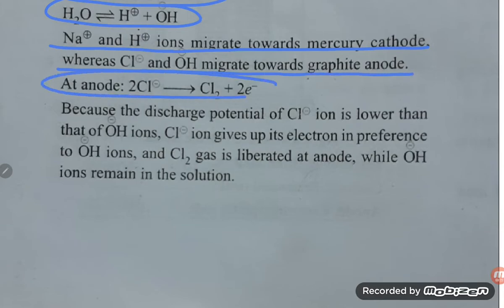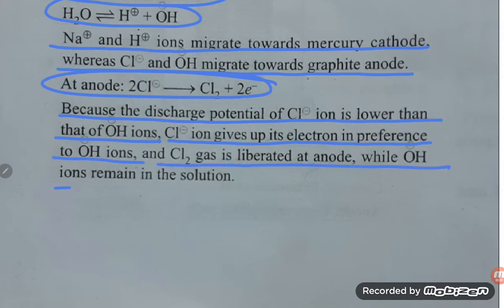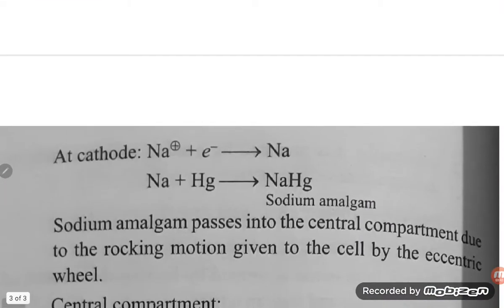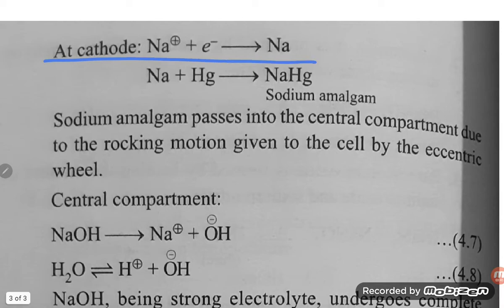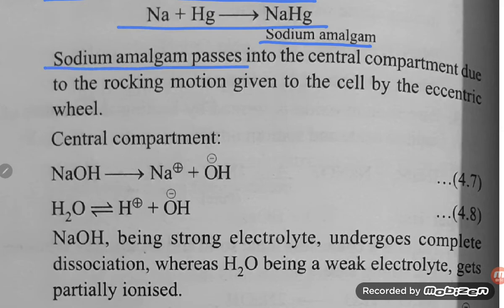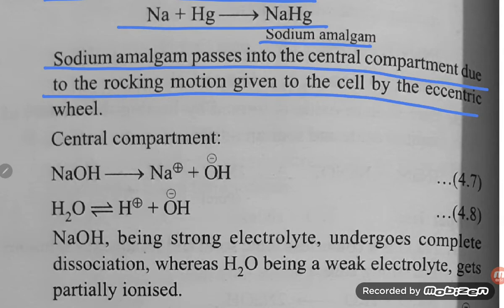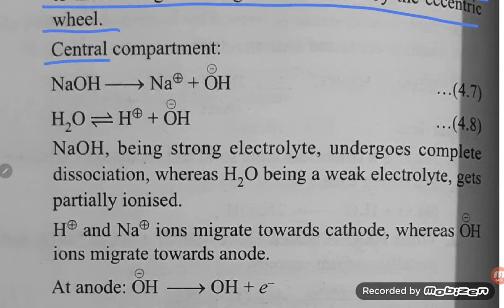So at the anode, what is happening? Oxidation of chloride ion, because the discharge potential of Cl- ion is lower than that of the OH- ion. Therefore Cl- gives up its electron in preference to OH-, and Cl2 gas is liberated at the anode, while OH- remains in the solution. At the cathode, Na+ plus electron gives NaHg, sodium amalgam. This sodium amalgam passes into the central compartment due to the rocking motion given to the cell by the eccentric wheel.